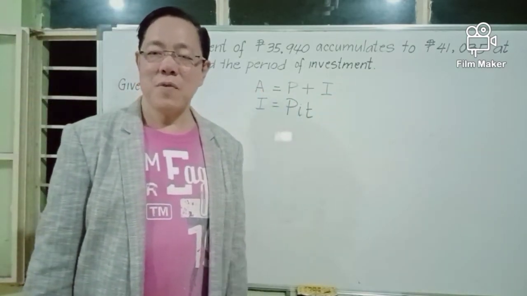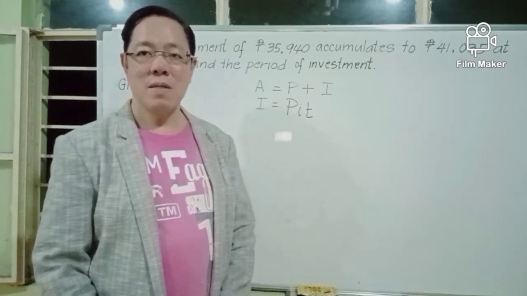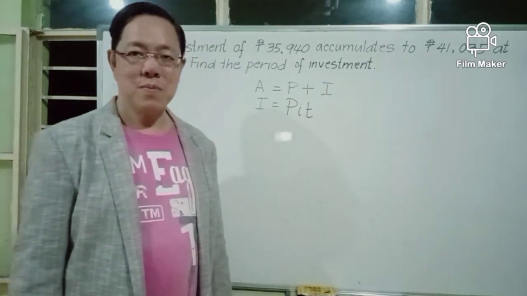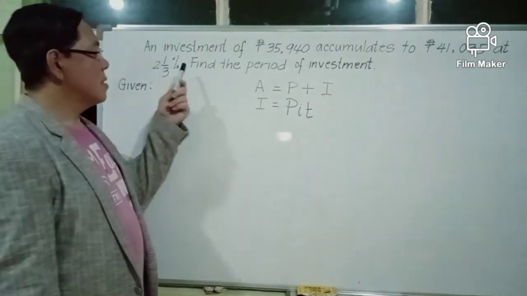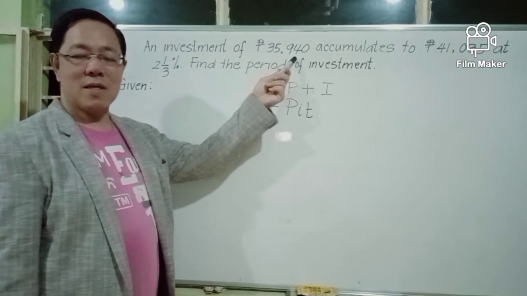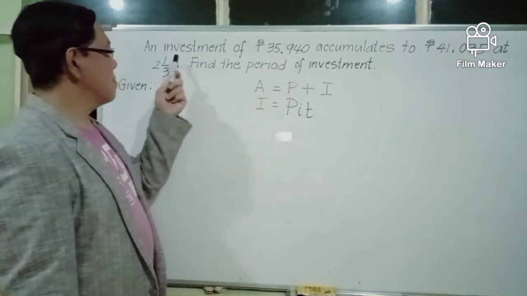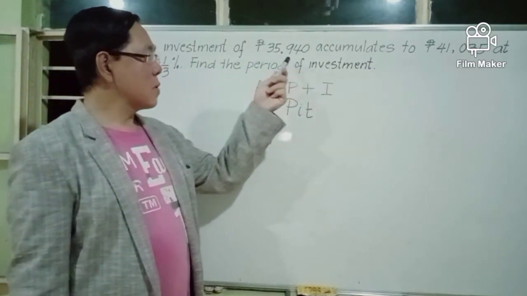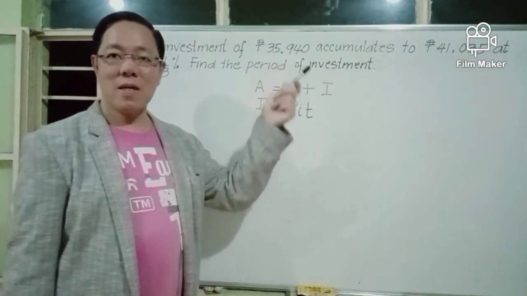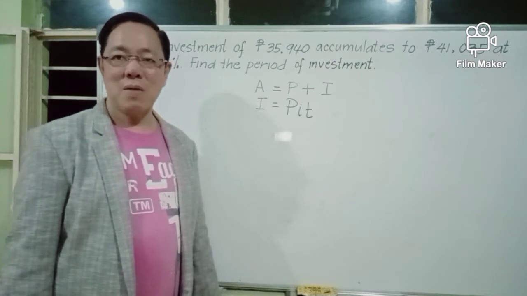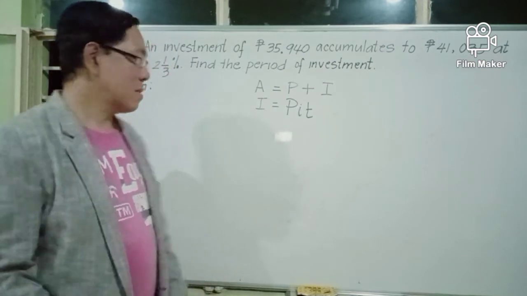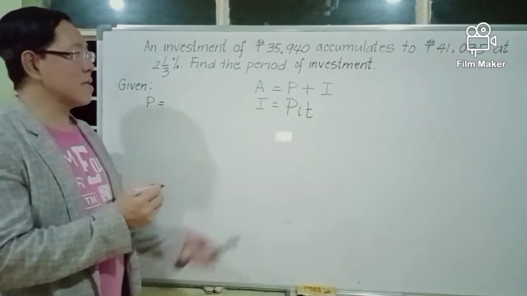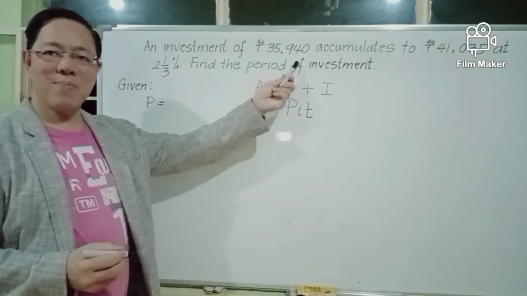In any given problem, the first step is to identify the given values and then identify the unknown value. For this problem, 35,940 pesos is the original amount invested, because the problem says an investment of 35,940. So it's understood that 35,940 pesos is the original amount invested, denoted by capital P. The principal or the original amount invested is 35,940 pesos.